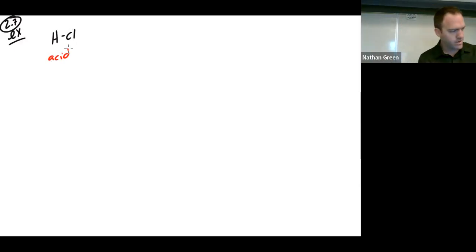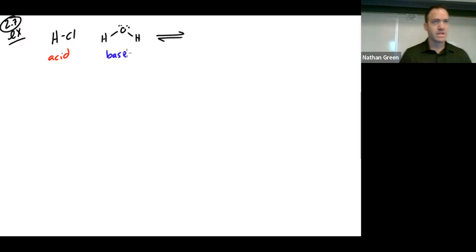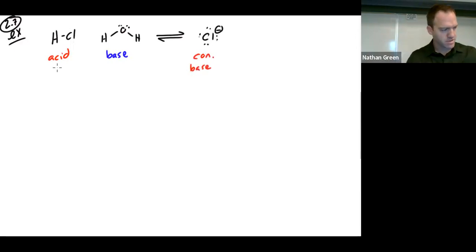So we're going to react it with water. And it's going to form an equilibrium. So if HCl is acting as my acid, then water is going to act as my base, which means HCl better lose a proton and water better gain a proton. If HCl loses a proton, it's going to turn into Cl minus. And I will call that now my conjugate base. Because remember, an acid turns into a conjugate base.